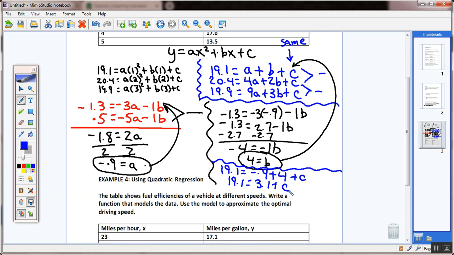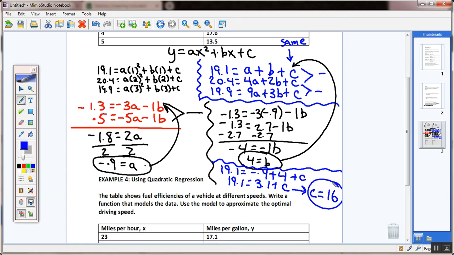How are you going to solve for C, kids? Add them together. To get C alone, wouldn't I take 19.1 minus how much, kids? 3.1. Yep. So what's 19.1 minus 3.1, kids? 16. C is equal to 16.